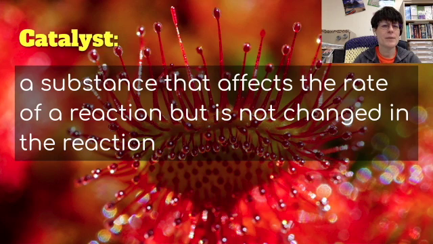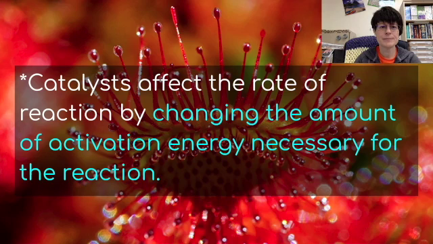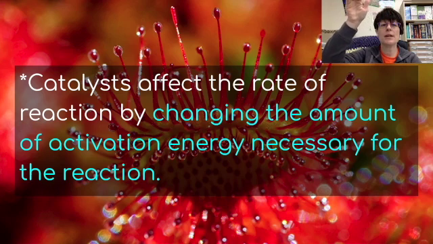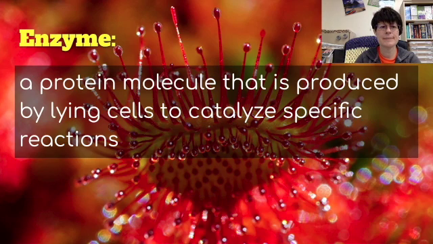However, we can use something called a catalyst. This is a substance that affects the rate of a reaction but is not changed in the reaction. What a catalyst does is it can lower the activation energy. So catalysts affect the rate of reaction by changing the amount of activation energy necessary for the reaction. So it's like going up a hill energy-wise, except it lowers the hill. So you don't have to have as much energy to get the reaction started.